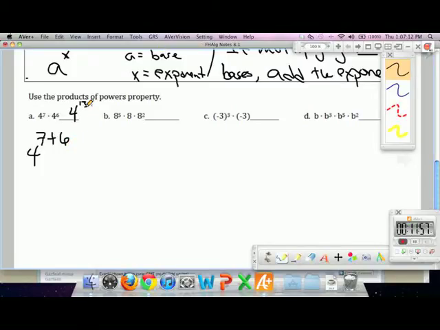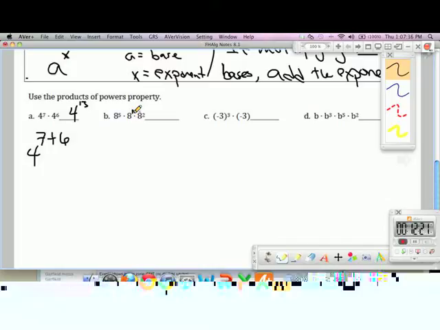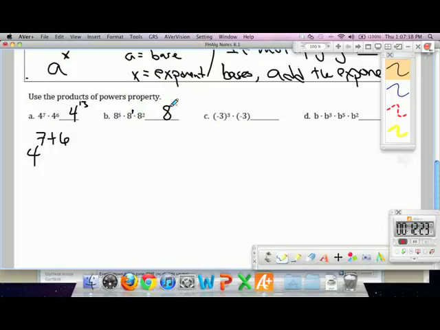I didn't mention, but recall, if I give you a number and there's no exponent appearing, what's the exponent that goes along with it? 1. So if you don't see an exponent, it can help to plop that 1 in to use this property. So what should B simplify to? 8 to the what power? 8th power. 5 plus 1 plus 2 is 8.